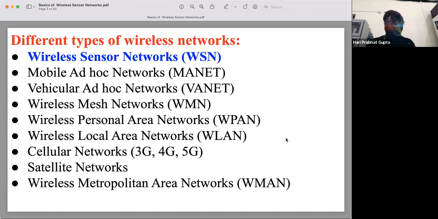So here we can see wireless networks. These are all wireless networks. Wireless sensor network is one of them, along with wireless ad hoc network, vehicular ad hoc network, wireless mesh network, wireless personal area network, local area network, cellular network, satellite network, and WMAN. All these are wireless networks, and wireless sensor network is one of them.